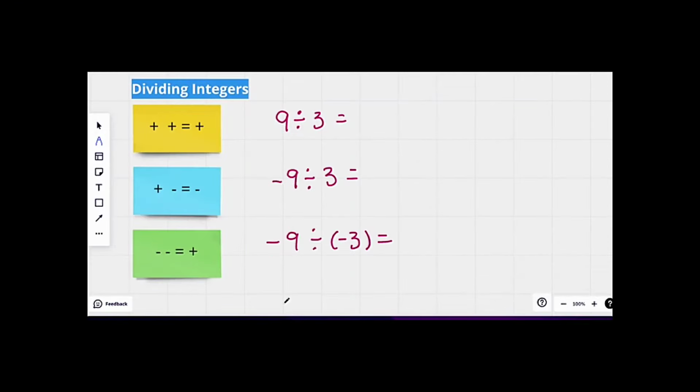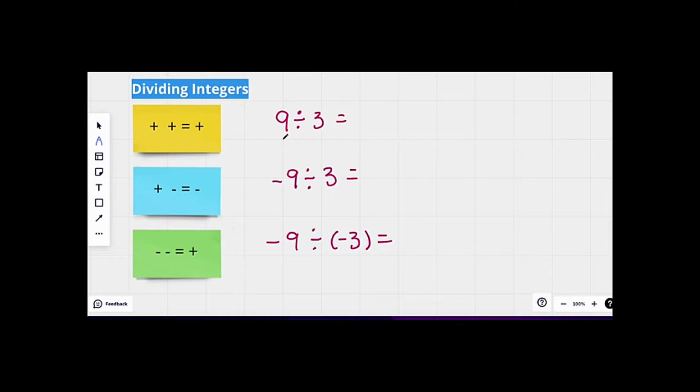Dividing integers. Dividing integers uses the same rules as multiplying integers. That means that dividing a positive by a positive equals a positive. Dividing a positive by a negative equals a negative. And dividing a negative by a negative equals a positive. So let's look at the examples that we have here.